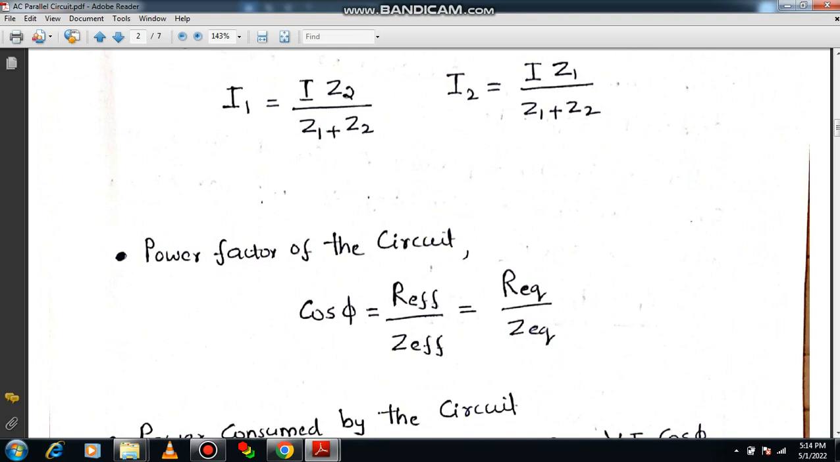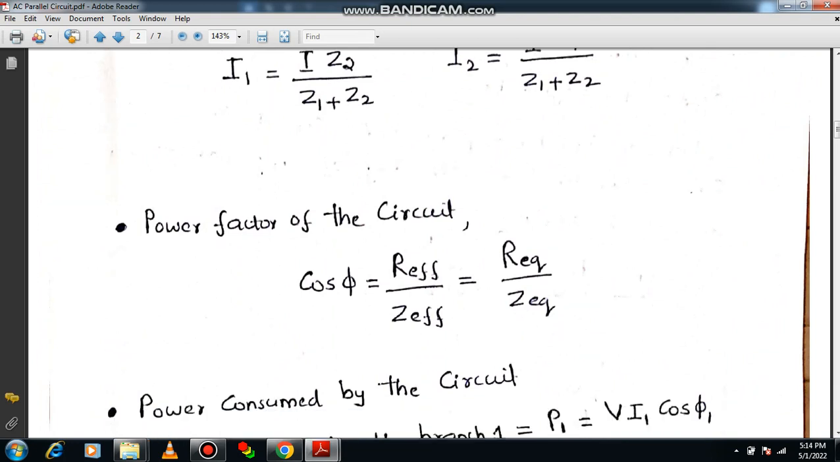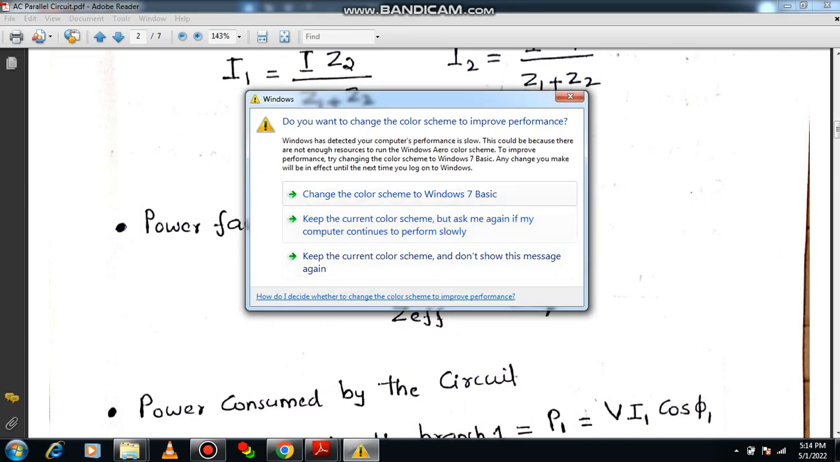Now I am going to ask how to calculate the power factor. So power factor is the ratio of R by Z in case of an AC network. Here R means R effective and Z effective means the total impedance, or you can write R equivalent to the Z equivalent. This will be the value of power factor for this particular circuit.